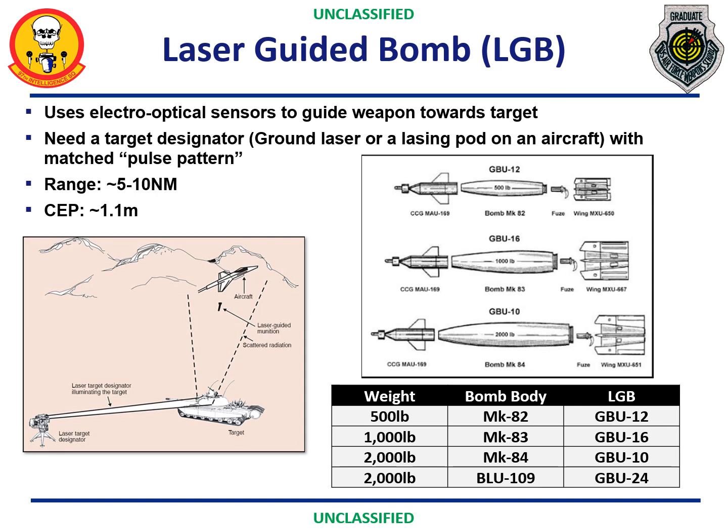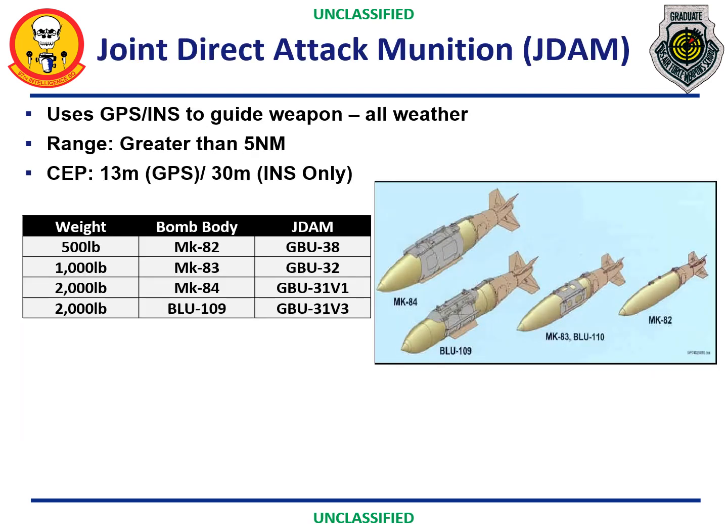LGBs were very popular in Desert Storm. However, what would happen is some of the sandstorms would come through and they wouldn't be able to use lasers because the weather would essentially affect the seeker's ability to see the laser. Because of the lessons learned from Desert Storm with the inability to use LGBs during sandstorms, JDAM, which is Joint Direct Attack Munition, another form of precision-guided munitions, was created.